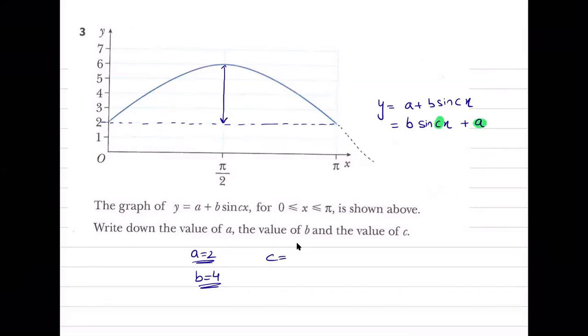अगर मैं इसको एक्सटेंड करता तो एक कंप्लीट साइकिल कहाँ बनता? 2 पाई में. तो c की वैल्यू क्या हुई? नहीं, c की वैल्यू होती है नंबर ऑफ साइकिल्स. अब कितनी नंबर ऑफ साइकिल्स बनेंगी 2 पाई में? 1. That's why C value is 1. You get my point?